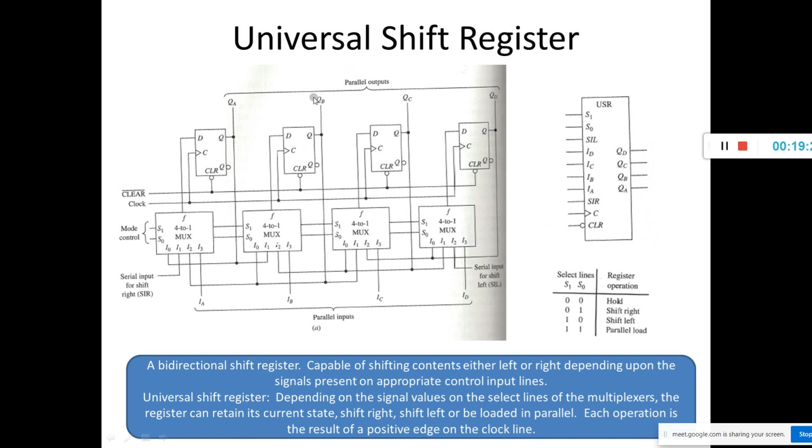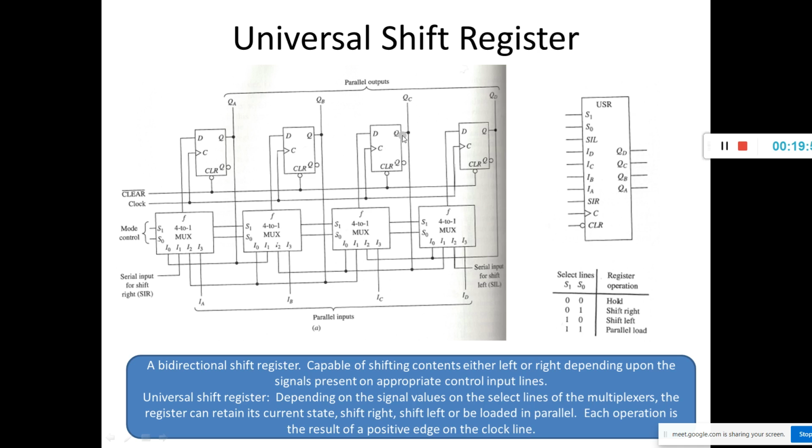I0 of the second multiplexer is connected to QB, so it will hold the data. Next, the I0 of the third multiplexer also holds the data like this. Whatever data is at I0 goes to F, then F goes to D, then to Q upon the occurrence of the positive edge of the clock pulse.